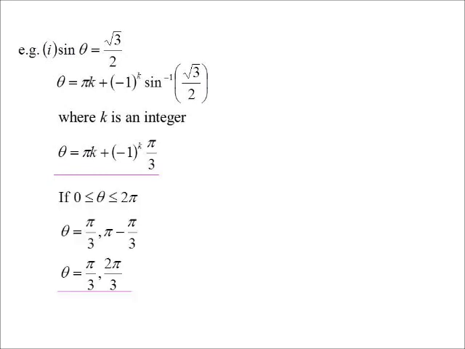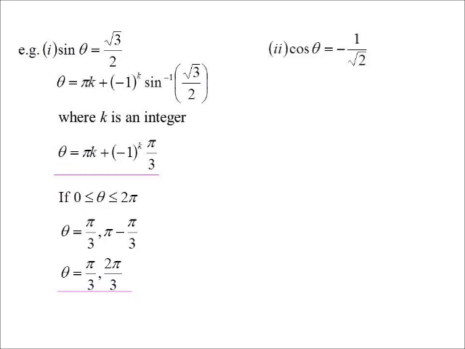Now, just to show you that it does generate the solutions, if we were looking for answers between 0 and 2 pi, if I substitute different numbers in, well, if I substitute in 0, pi k obviously is 0, minus 1 to the power of 0 is 1, I get pi on 3. And if k is equal to 1, I get pi minus pi on 3. There are the two solutions that we would expect if it's between 0 and 2 pi.